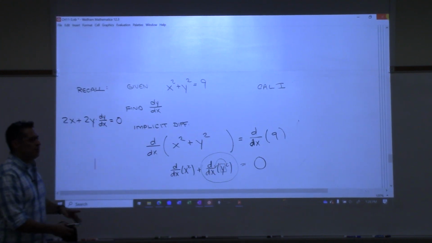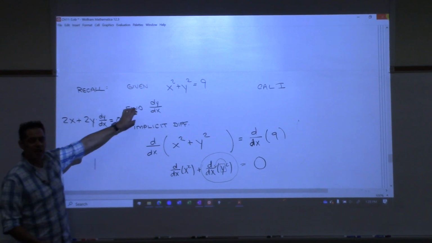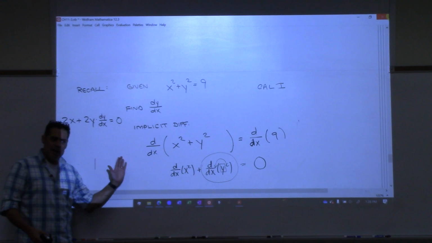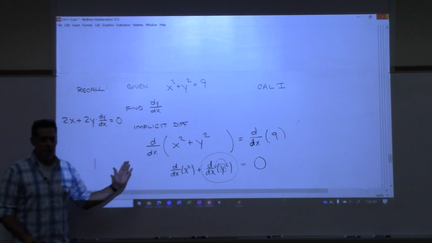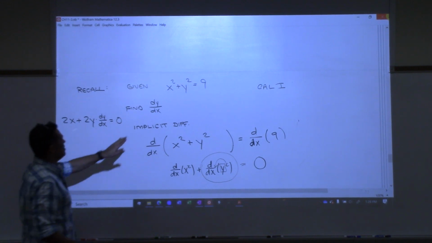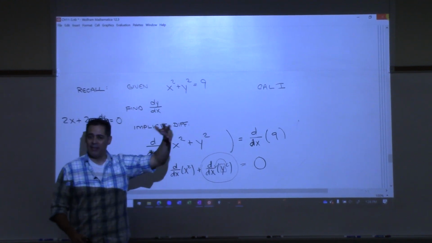And then what you do is just move things around, right? You move that to the other side, divide by 2y, and you isolate dy dx. That's Cal 1. That's implicit differentiation in Cal 1. That's not what we're about to do. We're about to do implicit differentiation, but now we have an equation that has more than just x and y in it. It's going to have x and y and z.